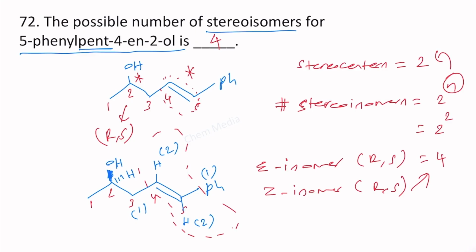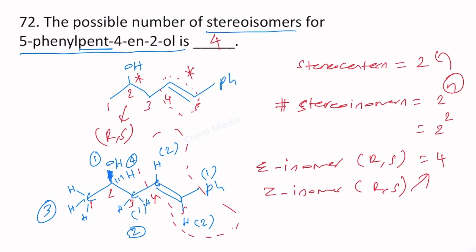The OH will get the top priority. Therefore that is 1 as per Cahn-Ingold-Prelog rules. Hydrogen will get the least priority, that is 4. Here we have a carbon that is attached to 2 hydrogens and then another carbon on the other side. Therefore this priority should be 2 here. And then here we have a carbon that is attached to 3 hydrogen atoms. Therefore this should be 3.